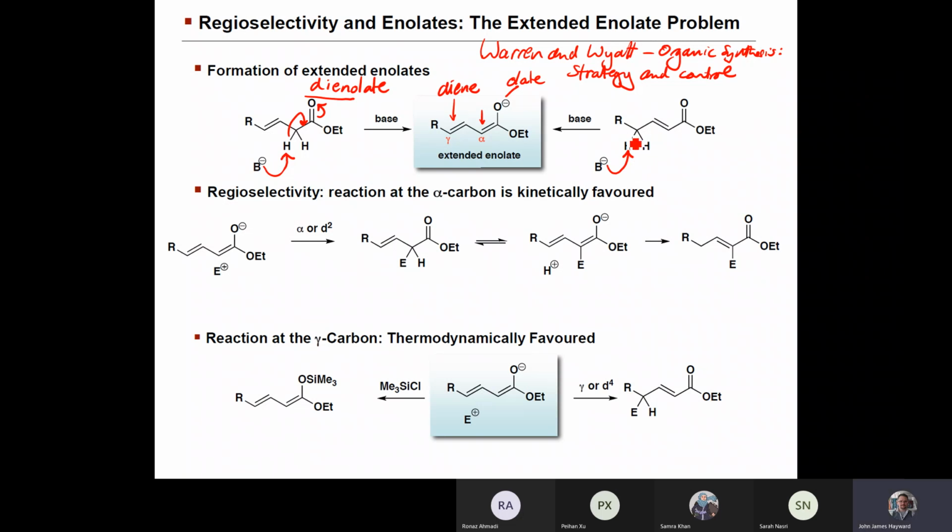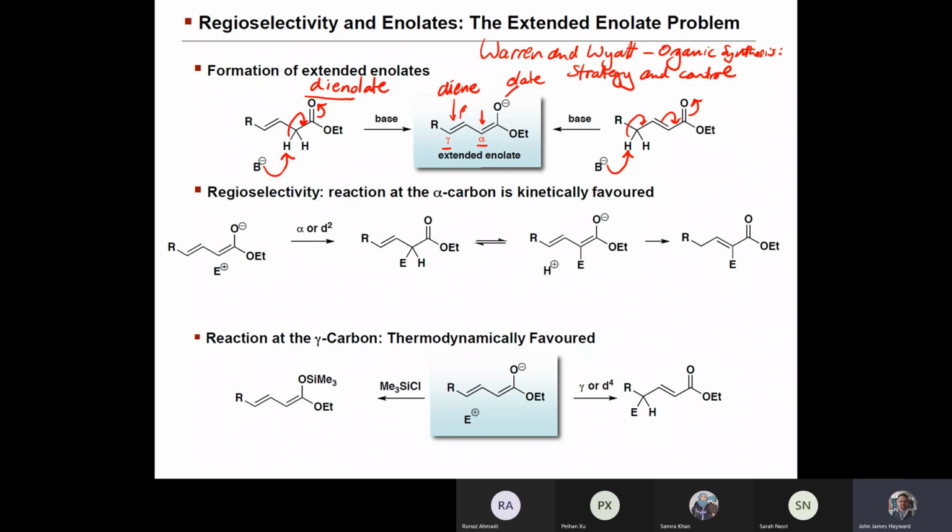Sorry, I'm being nonsense. There we go. So the alpha and gamma positions are, of course, here and here. And in case you don't remember, the beta position is the one in between them. So the key question when you get an extended enolate is, of course, where is it going to react? Does it react much like a normal enolate at the alpha position, or does it go all the way down the conjugated chain and react at the gamma position?